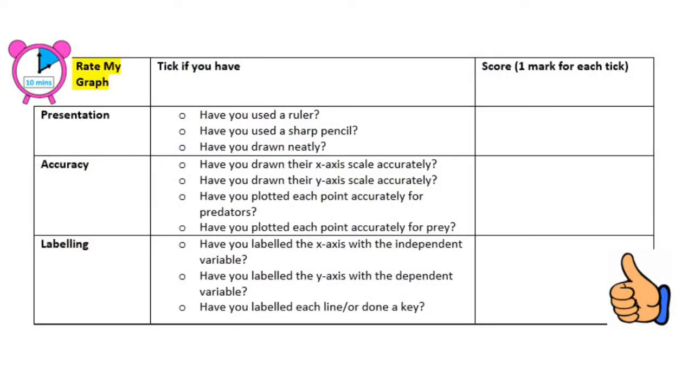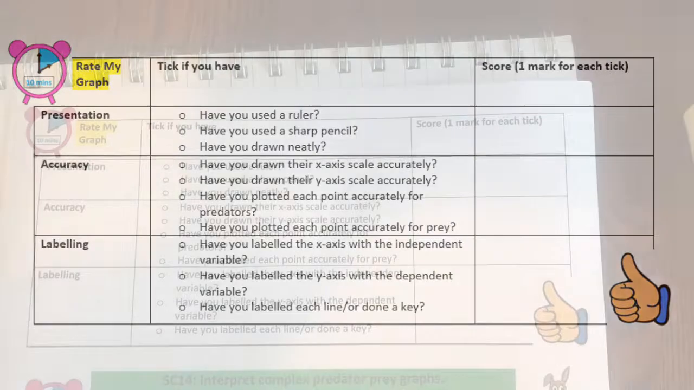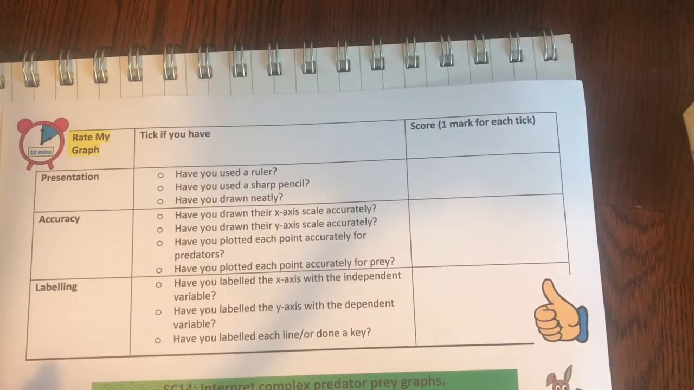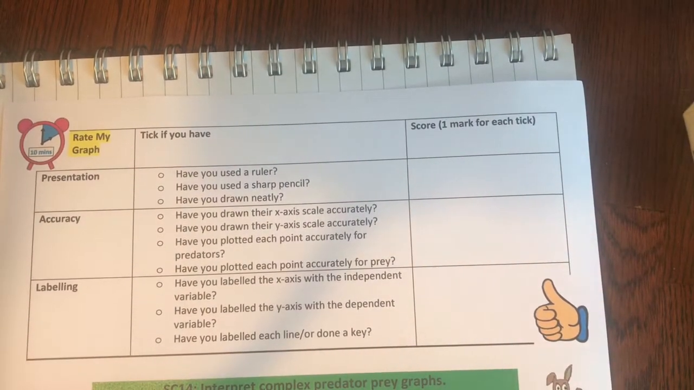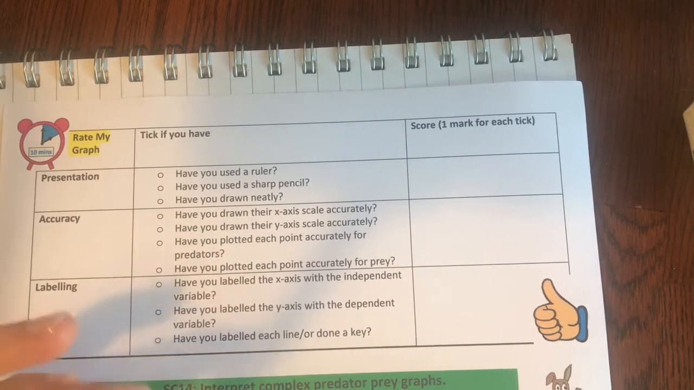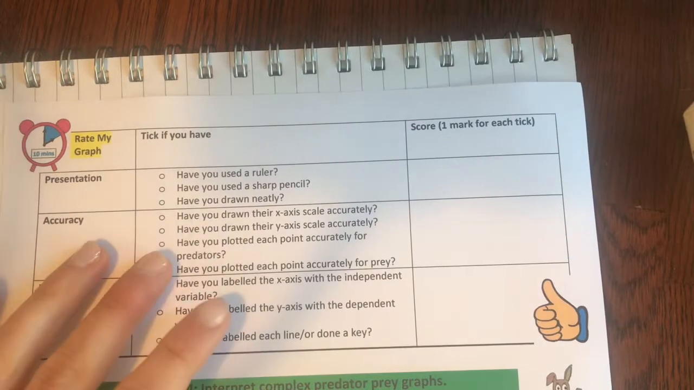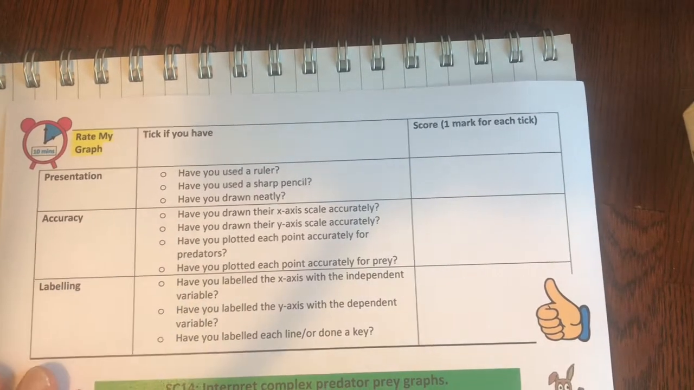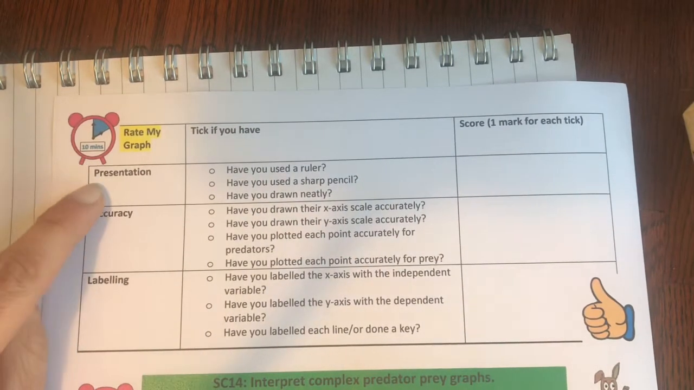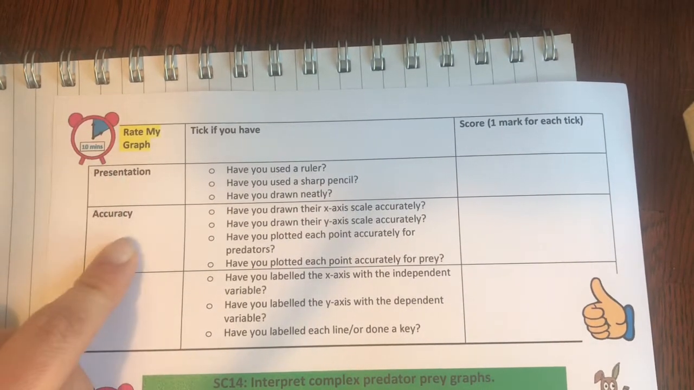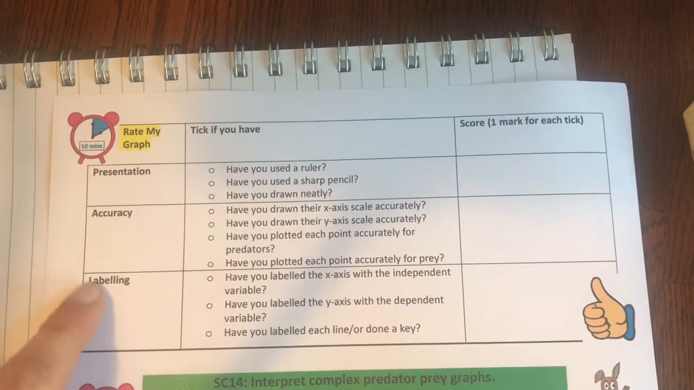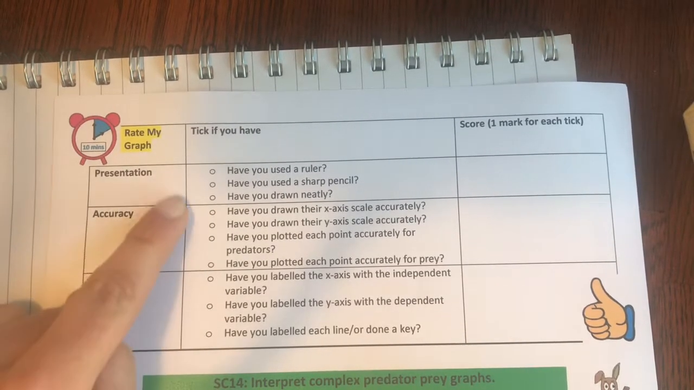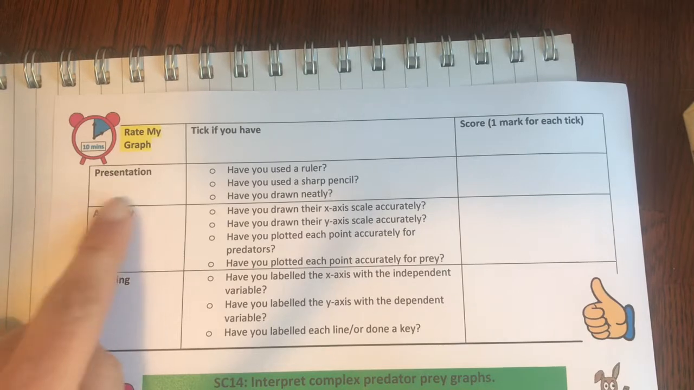Okay, moving on to the Rate My Graph section. As I said, I am going to have a look at your graph as well, but I would like you to do this activity where you rate your graph, because it really helps you to make sure that you've really understood what it takes to draw a good graph. So there are 3 things that are important. There's the presentation, there's the accuracy, and then there's the labelling. And actually presentation really is part of the accuracy.